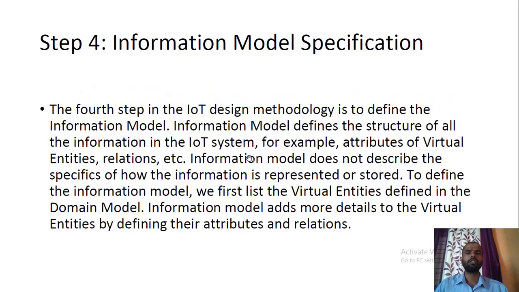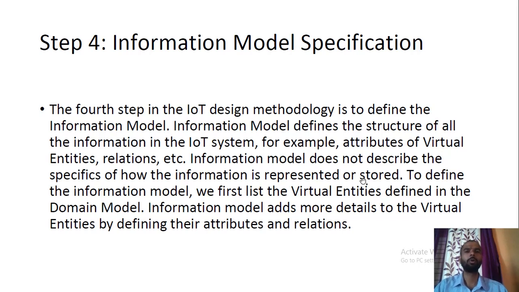Okay, so next is information model specification. So what is this? It defines the structure of all the information in the IoT system, for example attributes of the virtual entities, relationships, etc. The information model does not describe or specify how the system information is represented or stored. Okay, that means it does not deal with the description of the system.